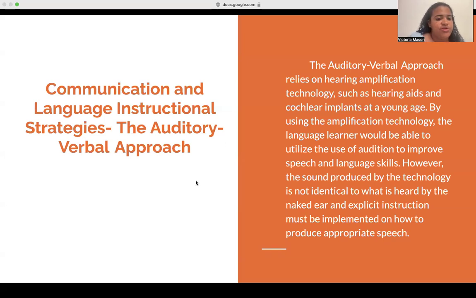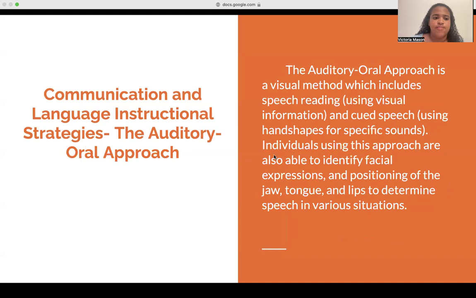So the first approach that's also commonly used is the auditory verbal approach. The auditory verbal approach relies on hearing amplification technology, such as hearing aids and cochlear implants at a young age. By using the amplification technology, the language learner will be able to utilize audition to improve speech and language skills. However, the sound produced by the technology is not identical to what is heard by the naked ear, and explicit instruction must be implemented on how to produce appropriate speech.